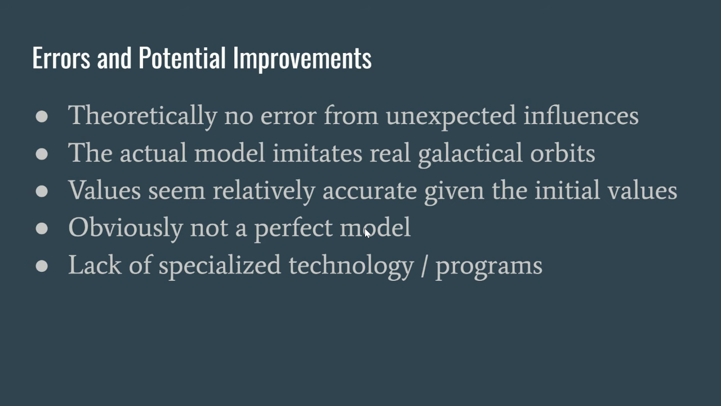So what are the errors and potential improvements? So theoretically, there aren't any errors because it is an online program and there's no room for human error or unexpected influences. The actual model does imitate real galactic orbits, given by the elliptical path taken by the star. The values seem relatively accurate given the initial values, and although it's obviously not a perfect model, with more specialized technology and programs that are not readily available to us, we can make more accurate models.